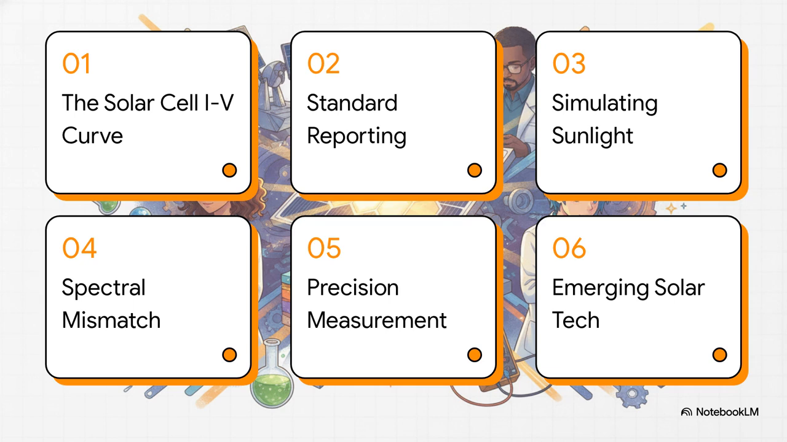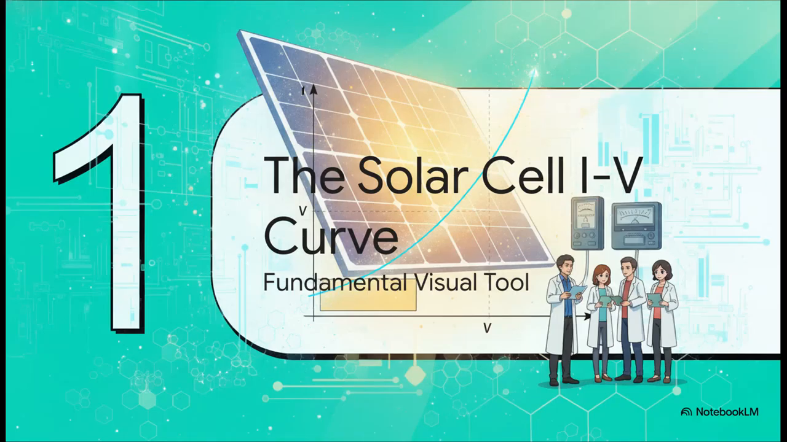Okay, let's dive right into this. Here's our roadmap for today. We'll start with the foundational solar cell IV curve, then establish our standard reporting conditions. From there, we'll look at how we simulate sunlight indoors, tackle the really tricky spectral mismatch problem, break down the precision measurement techniques used to fix those errors, and finally, look at how testing emerging solar tech is completely changing the game.